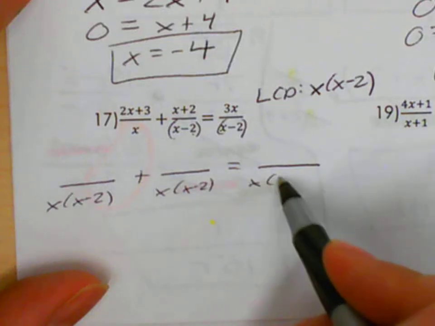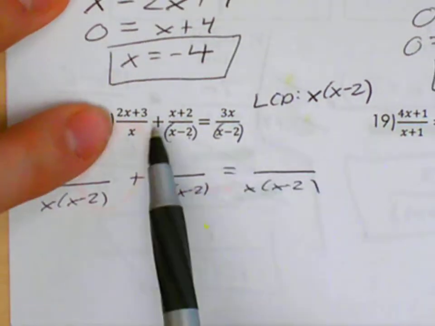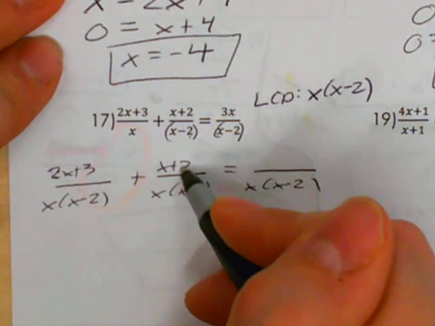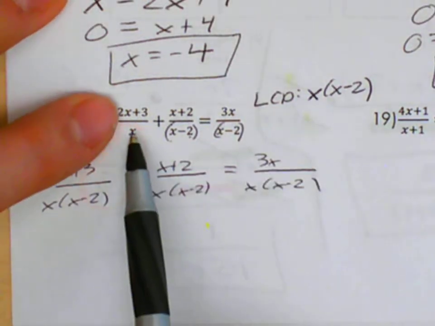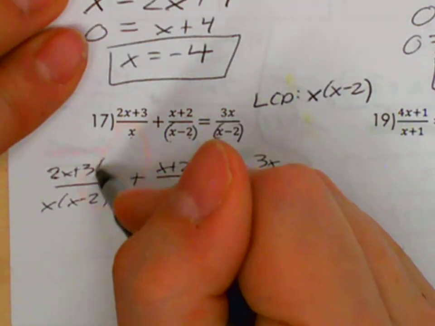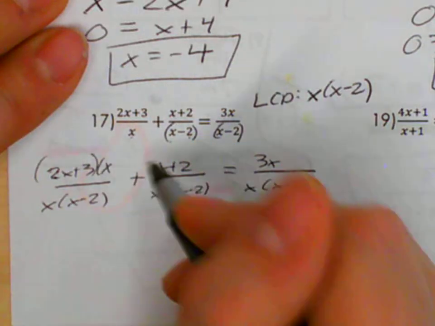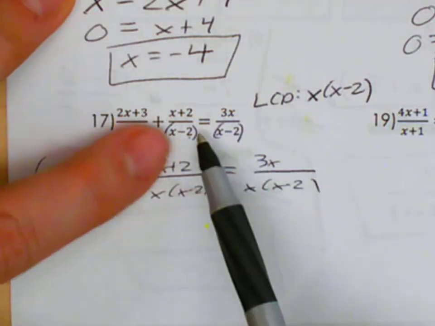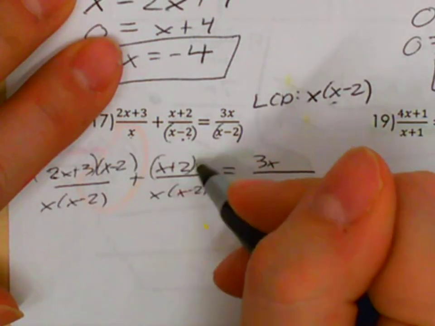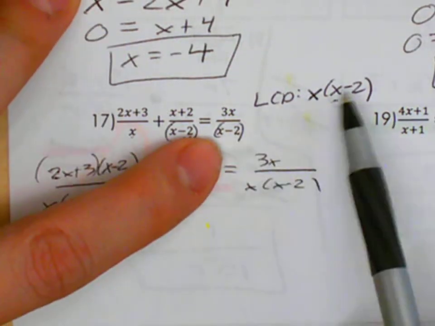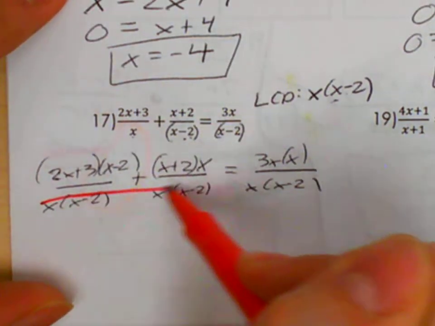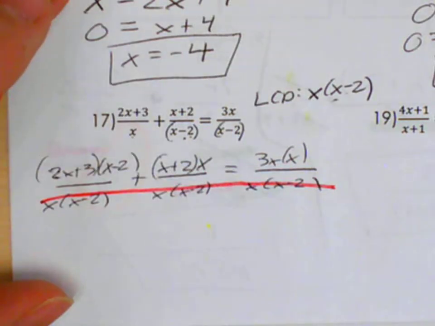That's my common denominator. If I look at this, let's write what I already have. I have 2x plus 3, x plus 2, and 3x. If I look at this x here, and I look at the least common denominator, I'm missing x minus 2. So this needs to be multiplied by x minus 2. If I look at this in the least common denominator, I'm missing x. So this needs to be multiplied by x. And the same thing here, I'm missing an x. So now that I have the common denominators all the same, I can cross them out.